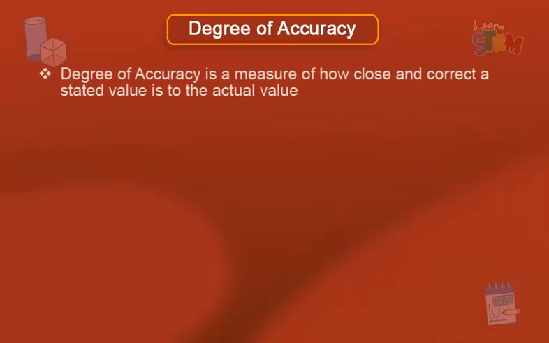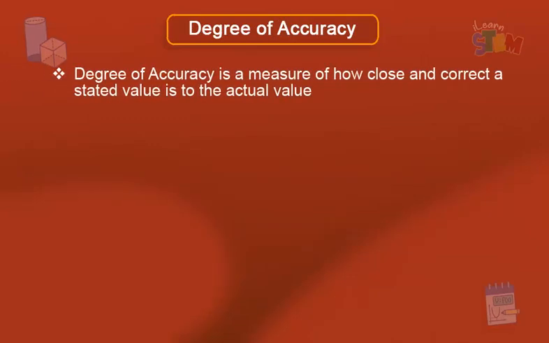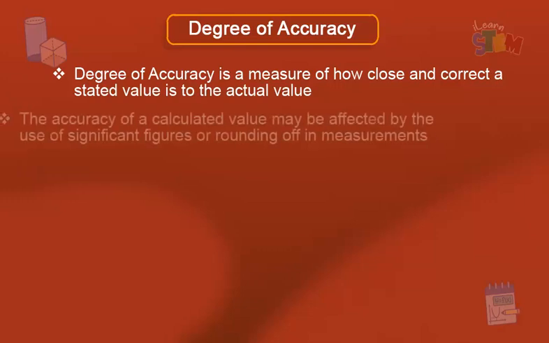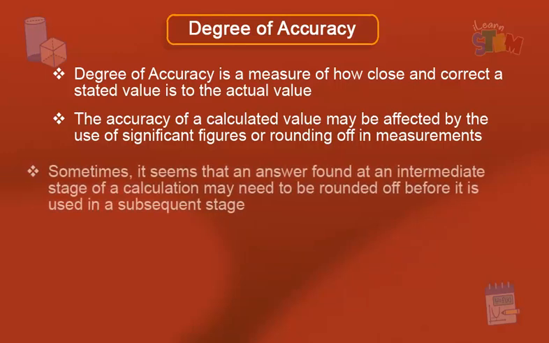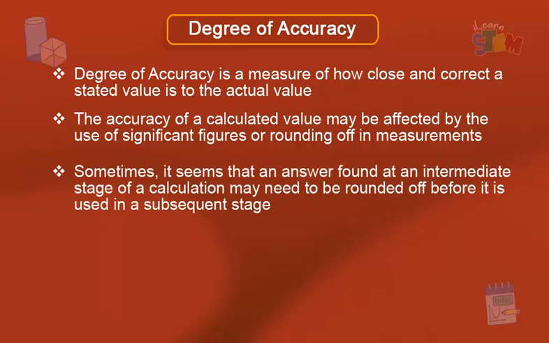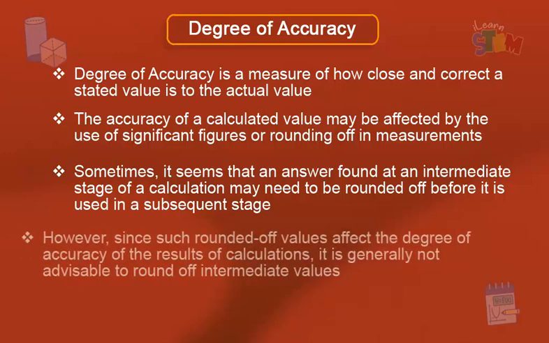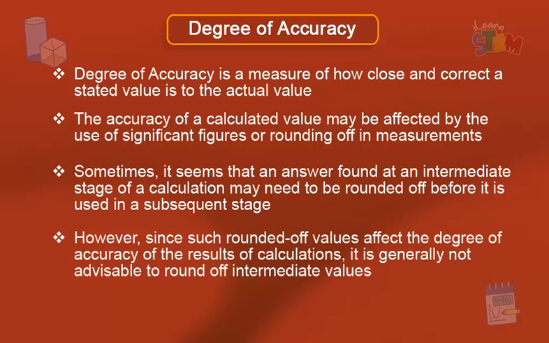Degree of accuracy is a measure of how close and correct a stated value is to the actual value. The accuracy of a calculated value may be affected by the use of significant figures, or rounding off, in measurements. Sometimes, it seems that an answer found at an intermediate stage of a calculation may need to be rounded off before it is used in a subsequent stage. However, since such rounded off values affect the degree of accuracy of the result of calculations, it is generally not advisable to round off intermediate values. Let us solve an example together to understand how this works.